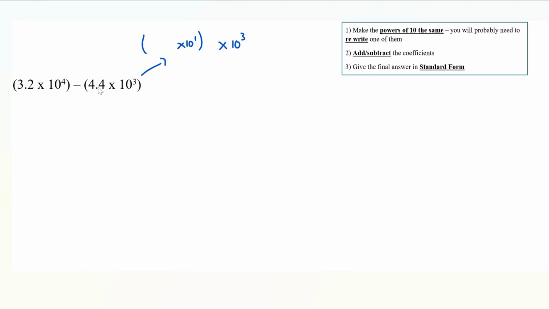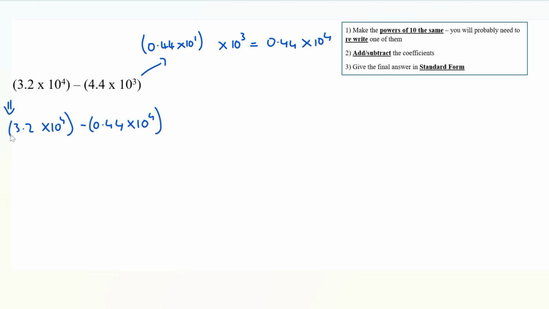So we're going to move this decimal place to the left. So that'll be 0.44 times 10 to the power of 1, which gives us 4.4. And we're going to multiply that by 10 to the power of 3. So now if we rewrite this, we get 3.2 times 10 to the power of 4 minus 0.44 times 10 to the power of 4.